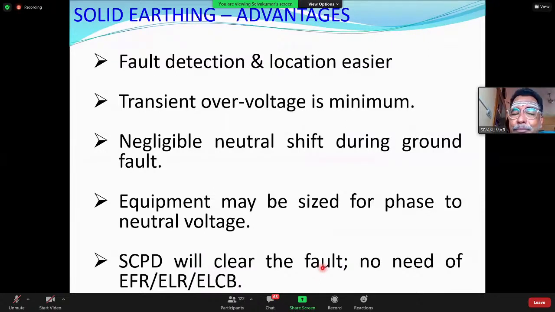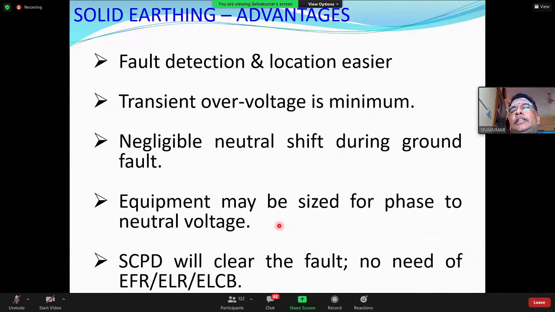The equipment ground insulation and enclosure insulation can be kept for a phase to ground voltage. Maybe in LT it is insignificant, because in LT the line to line voltage is 450 volts and the line to earth is 230 or 240 volts. Here the insulation cost may not be very significant between a 240 volt insulation and a 450 volt insulation. But when you go to higher voltages, maybe 11 kV, 22 kV, and 33 kV, you can see the 11 kV line to line voltage requires 11 kV insulation.